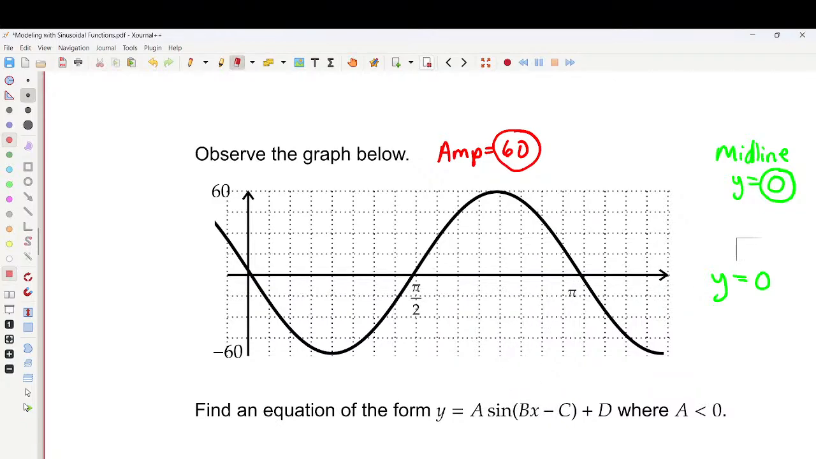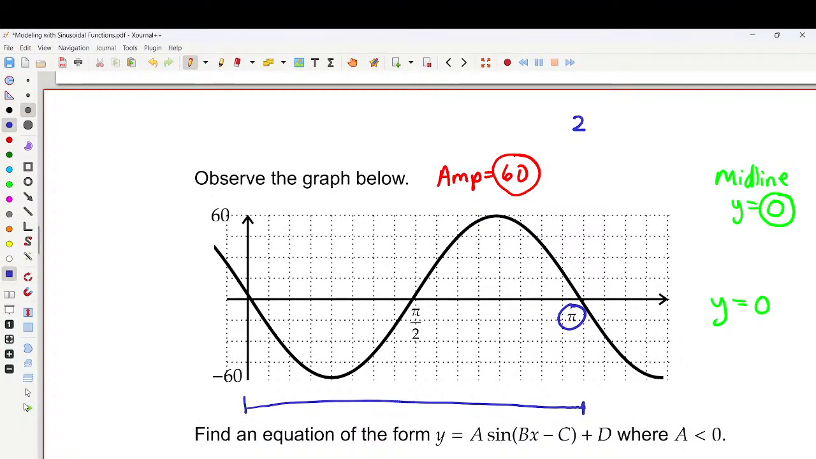What is the period? It's just pi, just pi. So we're starting here. We're ending right there, we're ending at pi. So I'll do that kind of over here. 2 pi over b is just pi. So if I multiply by b and then divide by pi, I can see the answer is 2.